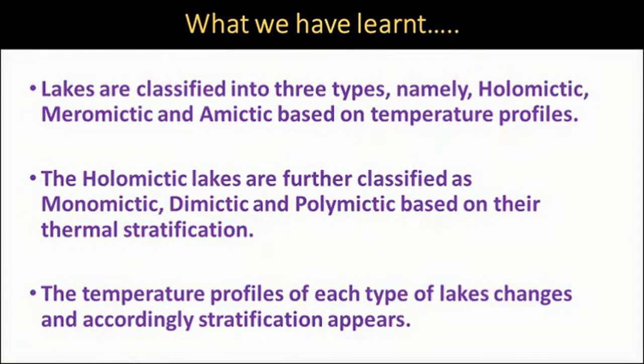So what have we learned in this class? We have learned that lakes are classified into 3 types, namely holomictic, meromictic, and amictic, based on temperature profile. The holomictic lakes are further classified as monomictic, dimictic, and polymictic, based on their thermal stratifications. The temperature profiles of each type of lake change, and accordingly stratification appears, and those epilimnion, hypolimnion layers are very clear in summer, and in the rest of the season they vary. Sometimes they mix up, sometimes they are isolated or layered.